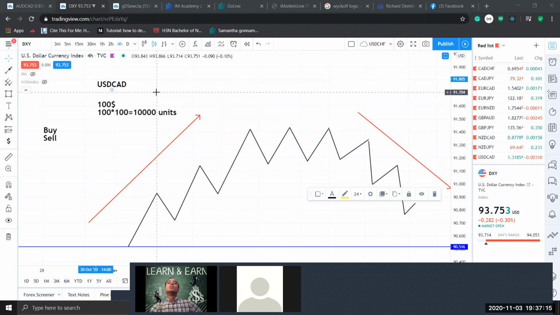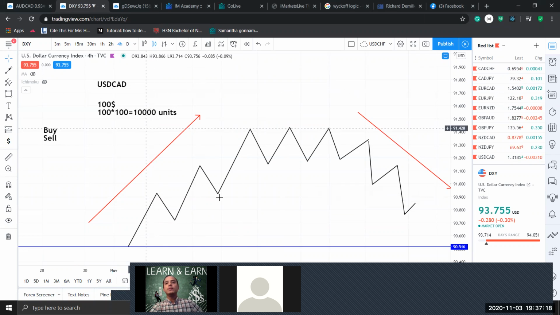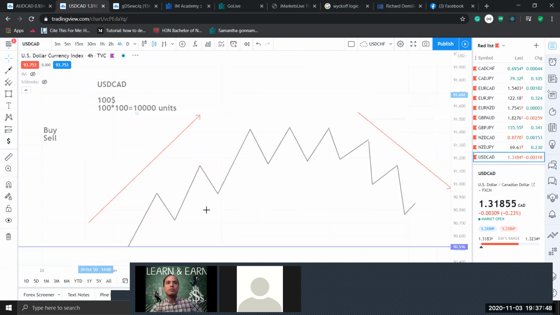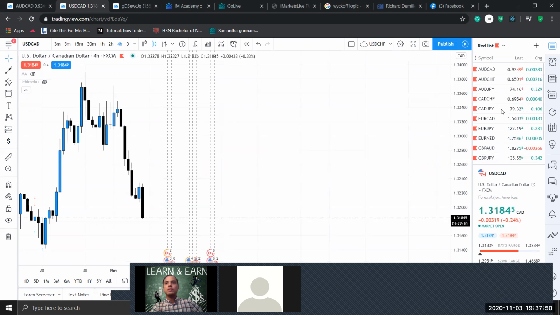So while trading, let's consider we have a deposit of $100. We have deposited $100 with the broker, and the broker will give you the power to buy 100 into 100, 10,000 units of USD in Canadian dollar. Right now, on the right hand side, the USDCAD is 1.3185. Currently I think we need to get into this USDCAD. That will help us even better.